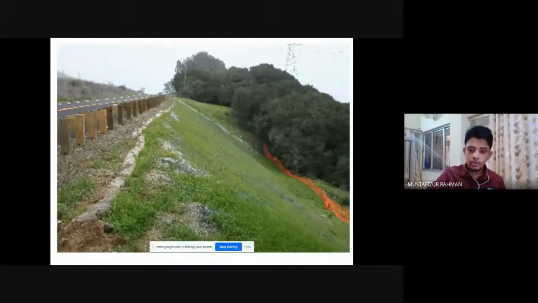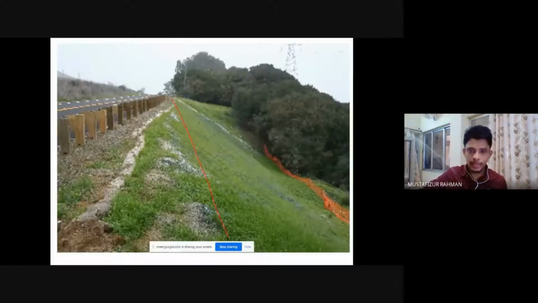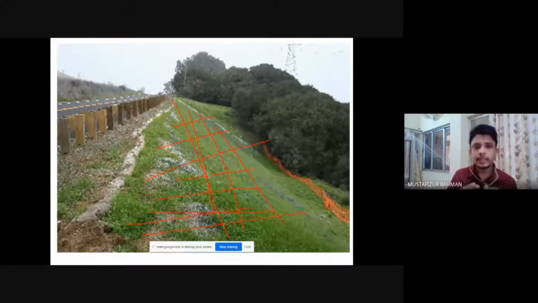Then we were supposed to find out the area of turfing. Okay, what is turfing? This is by the side of the road on the banking, some particular grass work is being applied. So what is that area? How much area we have to cover with this material or grass, a special grass or some material, so that there is no erosion.